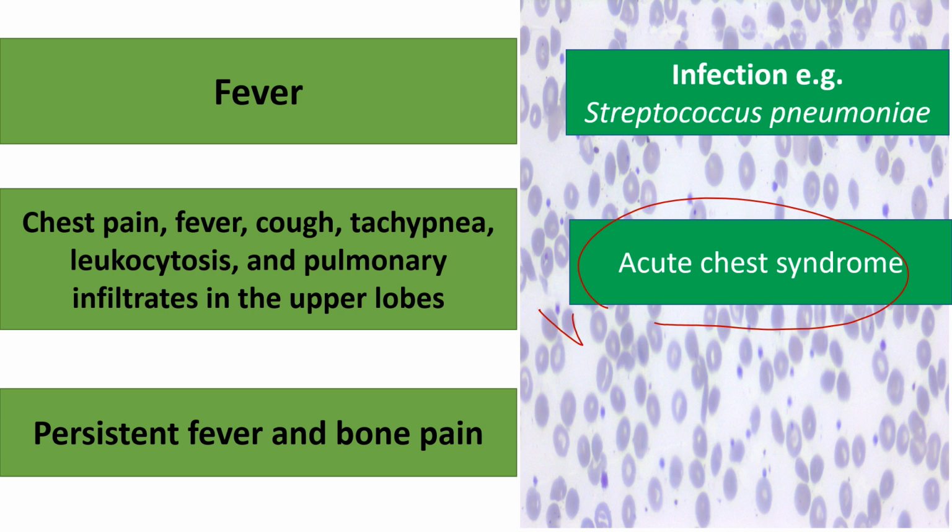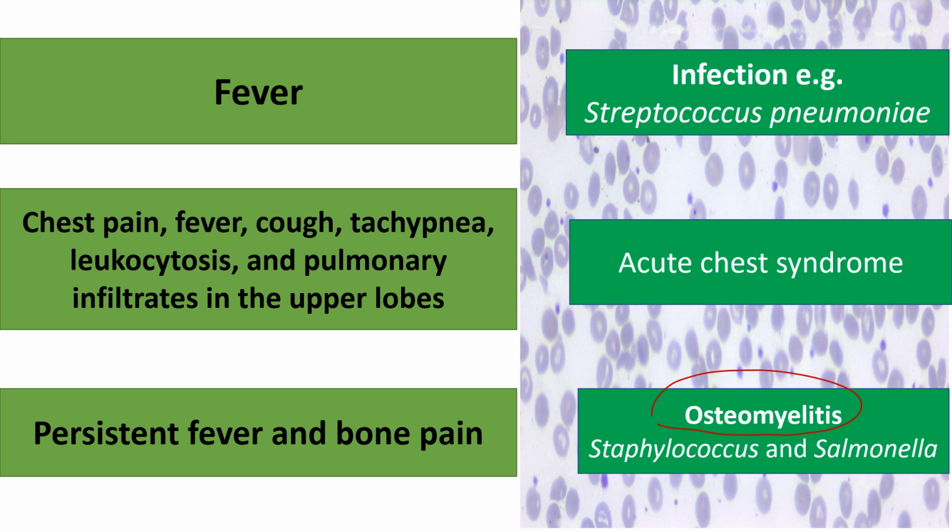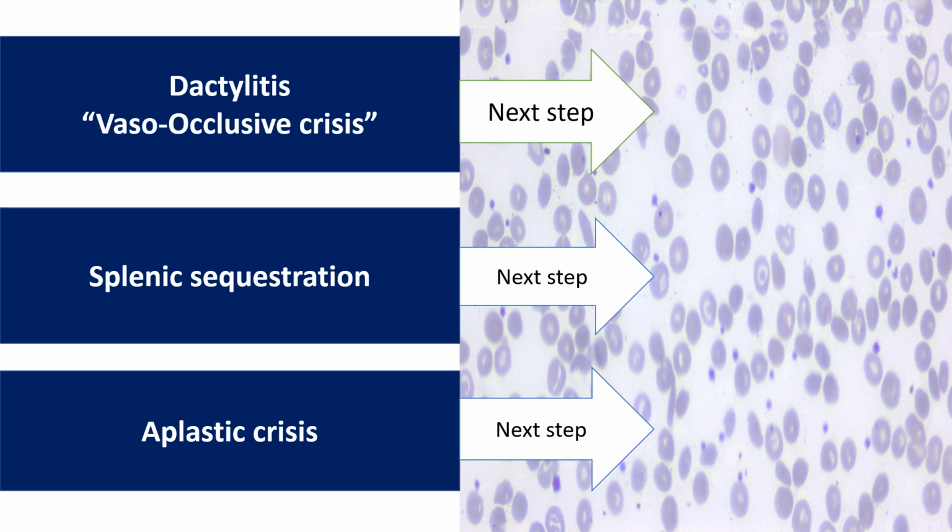If you have a child with sickle cell anemia presenting with persistent fever and bone pain, what is the most likely cause? Osteomyelitis. The most common organisms are Staphylococcus aureus and Salmonella. Swelling in hands and feet, or dactylitis, is what is well known as vaso-occlusive crisis.